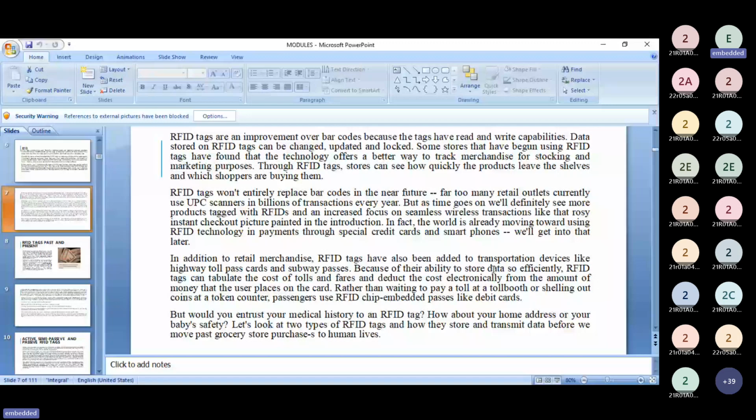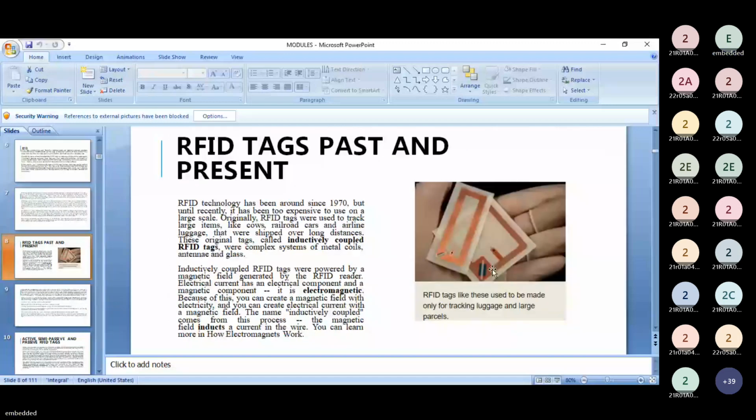But would you entrust your medical history to an RFID tag? How about your home address or your baby's safety? Let's look at two types of RFID tags and how they store and transmit data before we move past grocery store purchases to human life. So, RFID tags, past and present.